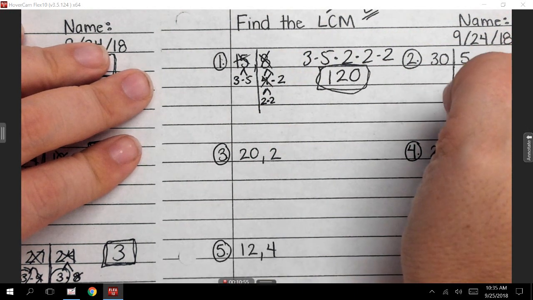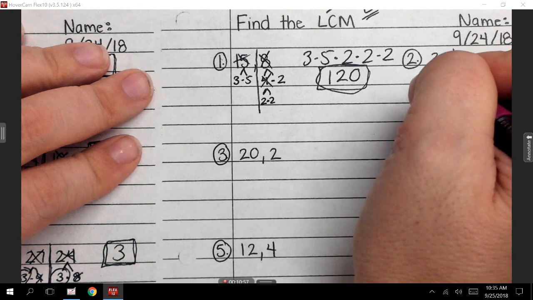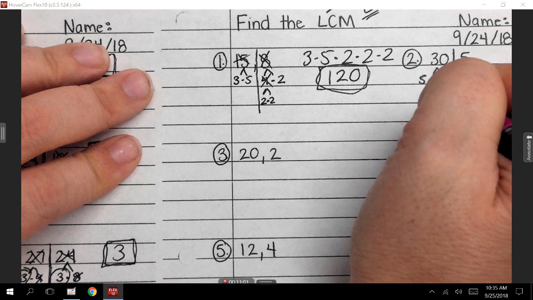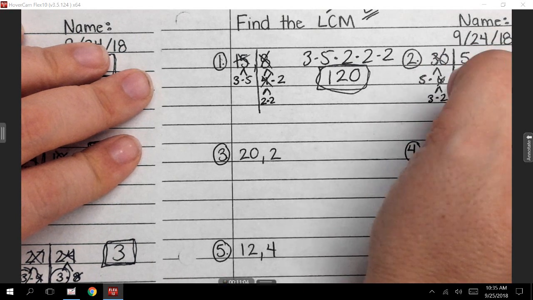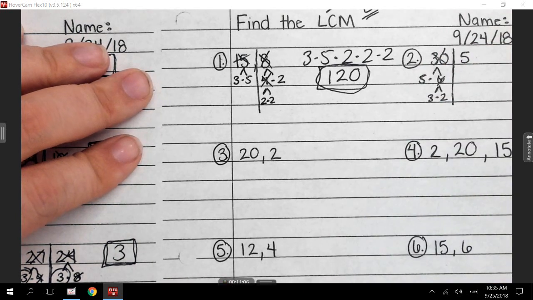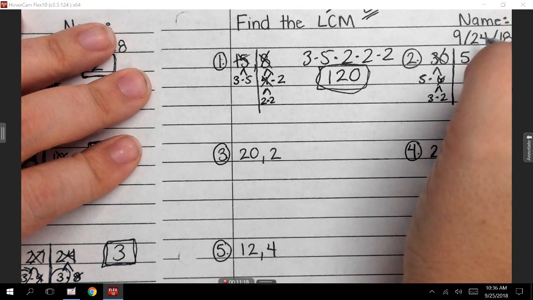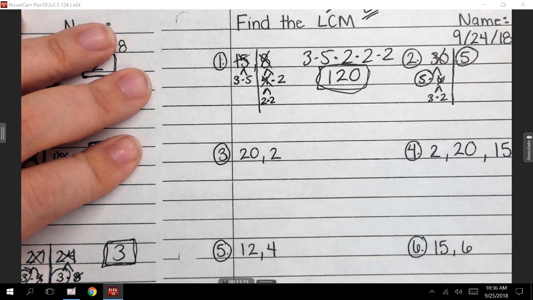All right. Number 2, we have 30, which is 5 times 6, and then 6 is 3 times 2. 5, will 5 split up? No. Guys, do y'all realize, hopefully maybe we noticed this last night, the more you do it, the faster you get at splitting them up. Did anyone realize they were getting a little bit faster towards the end of their homework? Good. Sort of. Okay.